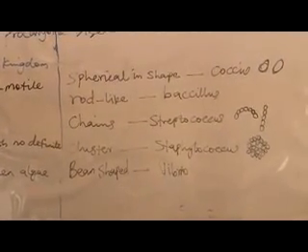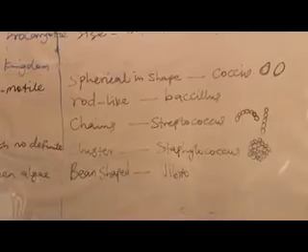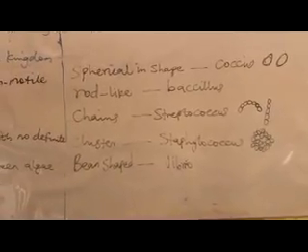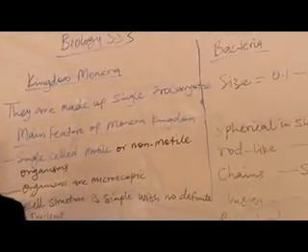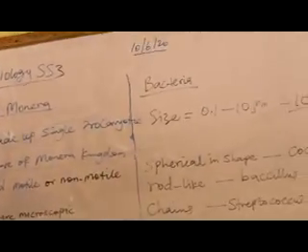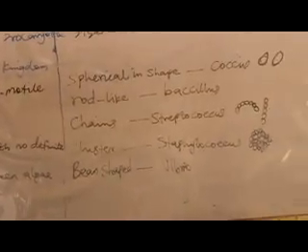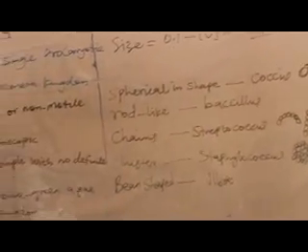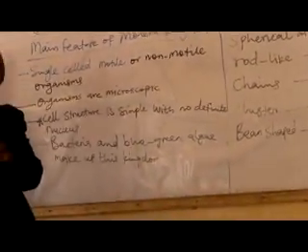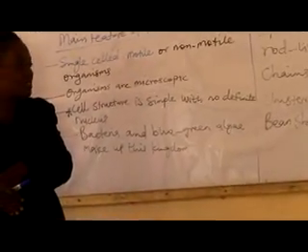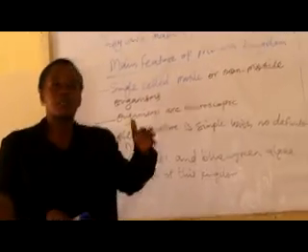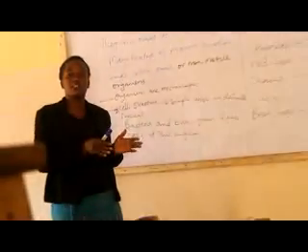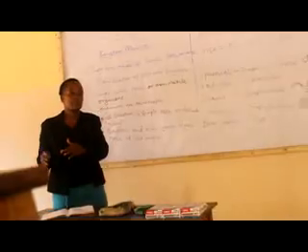Then, just as we said that bacteria can be motile or non-motile, some of them can move while some of them cannot move. The motile ones have what we call a flagellum or flagella, a whip-like organ for movement. Flagellum is singular, flagella is plural.